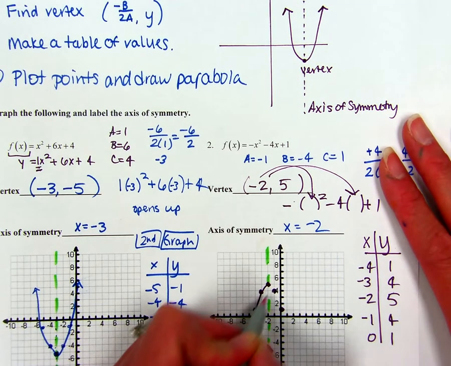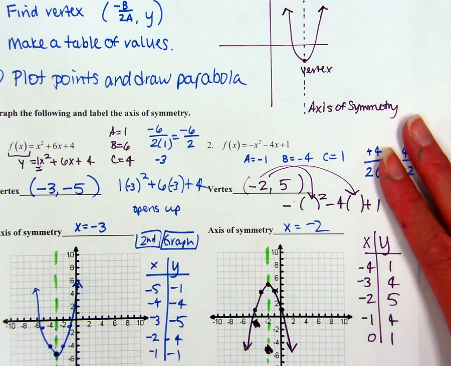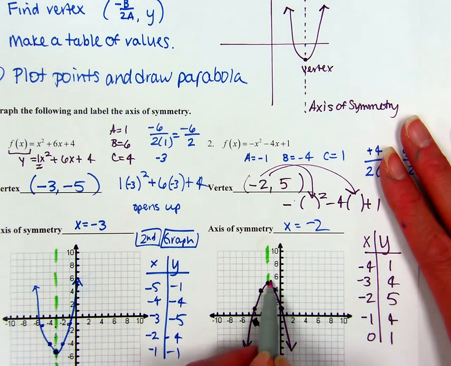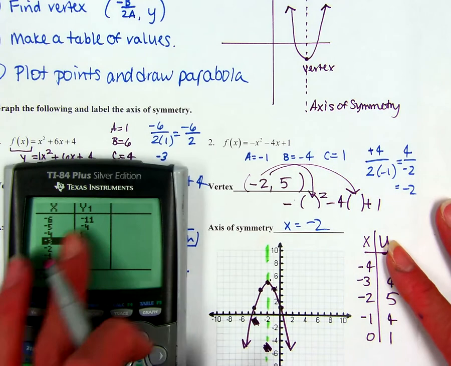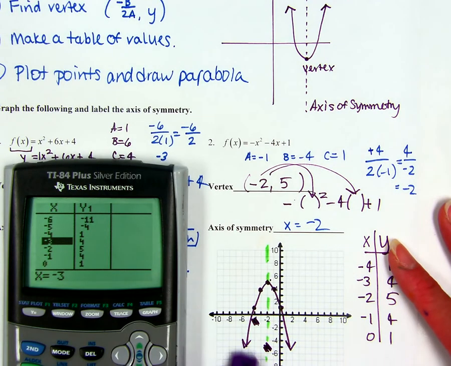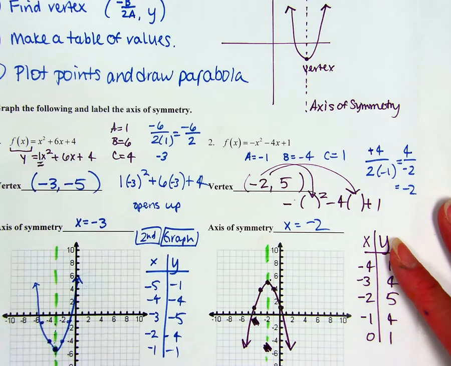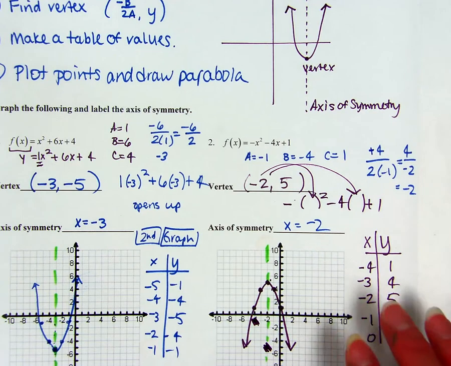Alright, so these are my 5 points. 1, 2, 3, 4, 5. You can pick more points if you want to. You can copy down as many of them from your table of values as you want, but you just need enough to get the U shape. All right, 2 more problems.